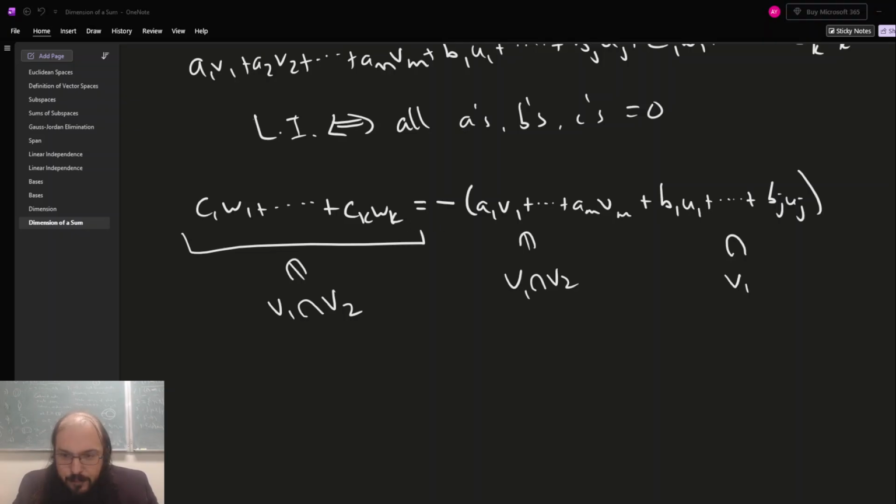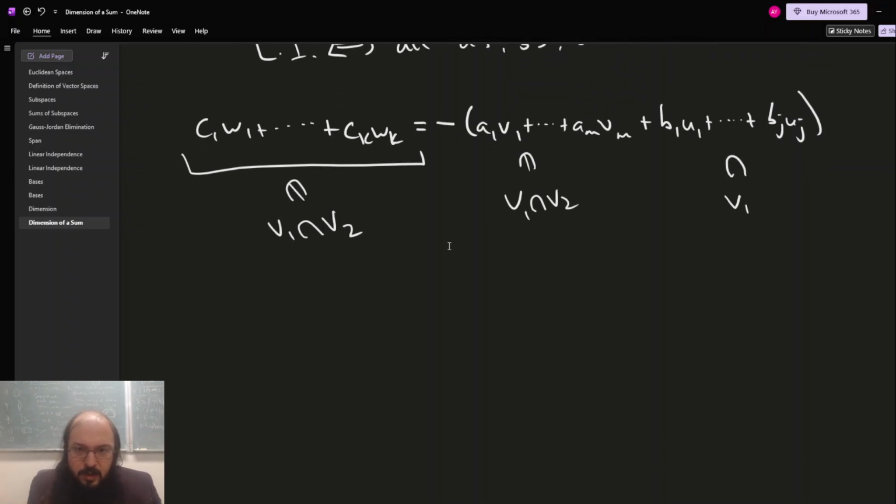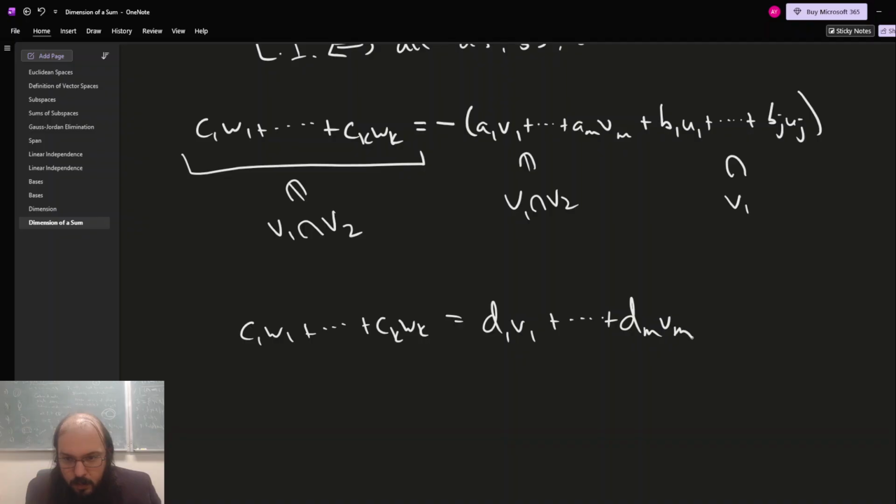On the other hand, the V's are a basis for V1 intersect V2. So since the V's are a basis, it must be then that this expression C1W1 up to CKWK must be some combination of the V's. Of course, it's some different combination, right? But you see, now we're ready to finish this because the issue is that the V's and the W's were linearly independent.